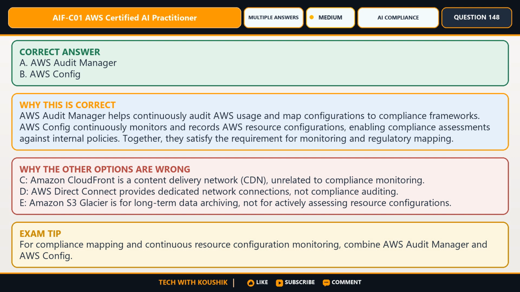C. Amazon CloudFront is a content delivery network, CDN, unrelated to compliance monitoring. D. AWS Direct Connect provides dedicated network connections, not compliance auditing. E. Amazon S3 Glacier is for long-term data archiving, not for actively assessing resource configurations. Watch for this clue in similar questions. For compliance mapping and continuous resource configuration monitoring, combine AWS Audit Manager and AWS Config.